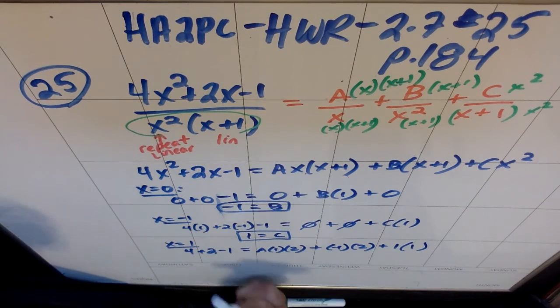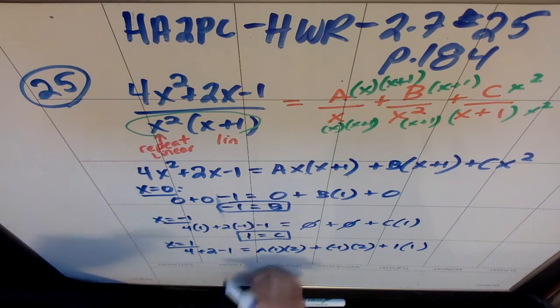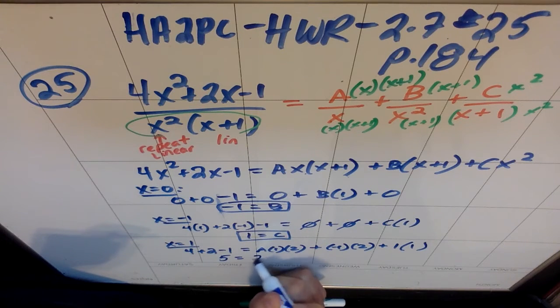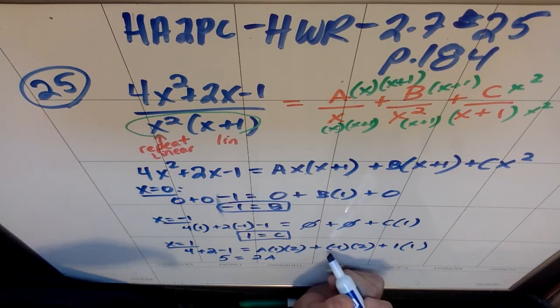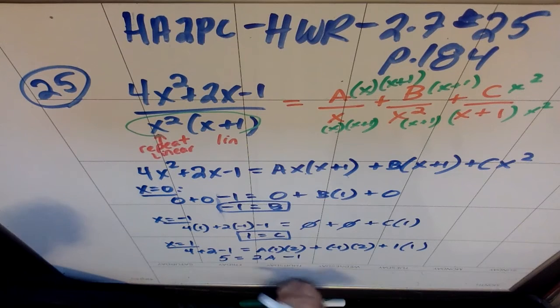So now I can clean all this stuff up. On this side, I get a 6 minus 1, which is a 5, equals 2A. And then over here, I get a negative 2 and a plus 1, so I get minus 1. So I get 6 equals 2A, and I'm pretty sure I get a 3 for my A, right?